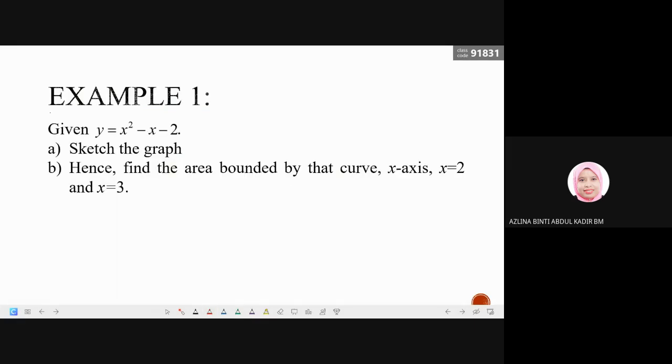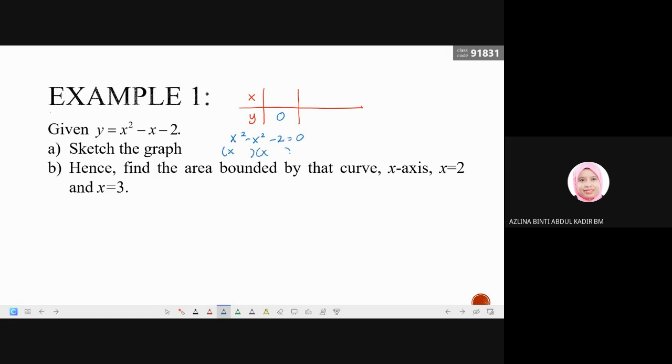Okay, given y is equals to x squared minus x minus 2. Sketch the graph. Graph kuadratik. Macam mana nak sketch? Apa-apa graph pun awak cari x-intercept, y-intercept. To find x-intercept, that means when y is equals to 0, x squared minus x minus 2 is equals to 0.